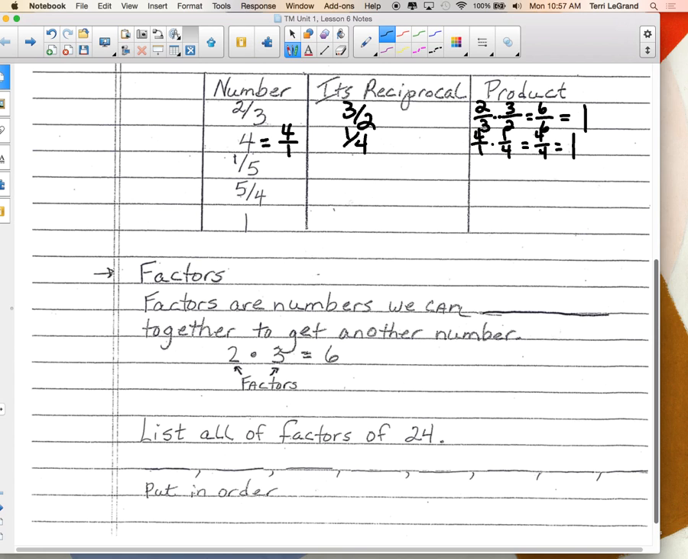Okay, why don't you try the next 2 on your own? See what happens. 1/5, write its reciprocal. Multiply those 2 numbers times each other and see if you would really get 1. And then do 5/4.